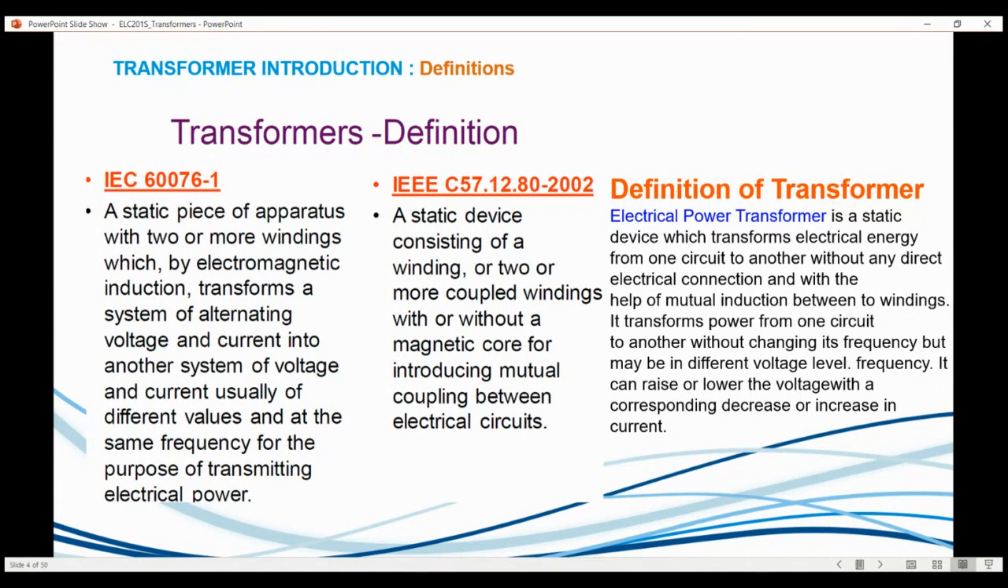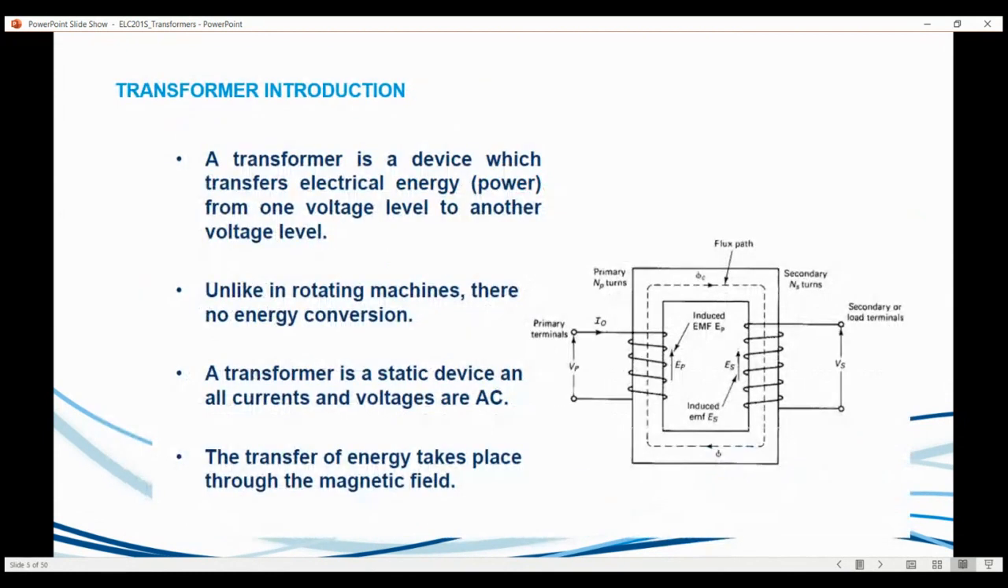Will I ask you what the definition is? Probably not. If your girlfriend or boyfriend asks you what a transformer is, a power transformer in particular, you can probably tell them this, to sound fancy, but I don't need you to know this.